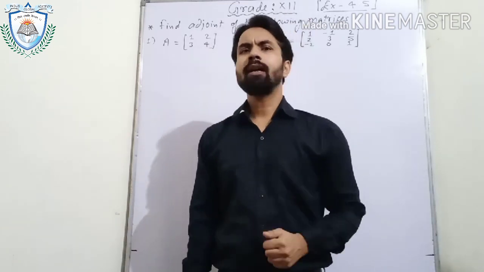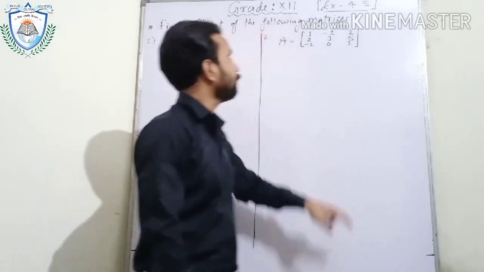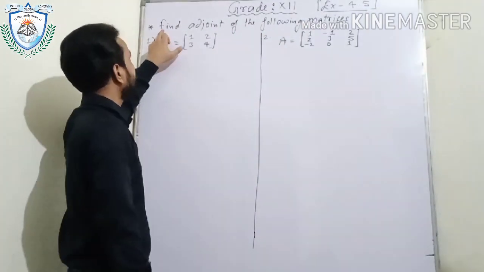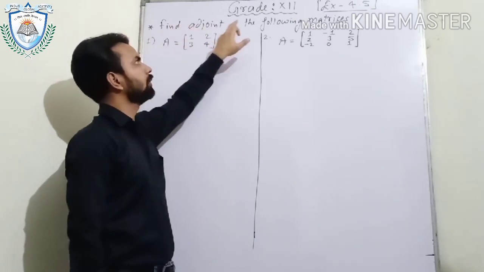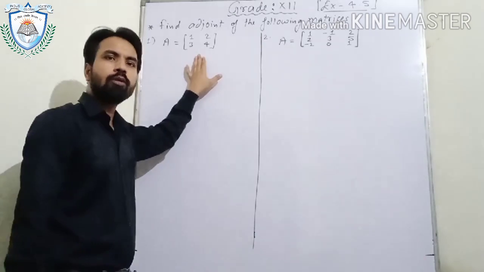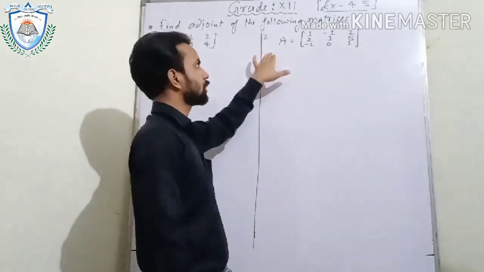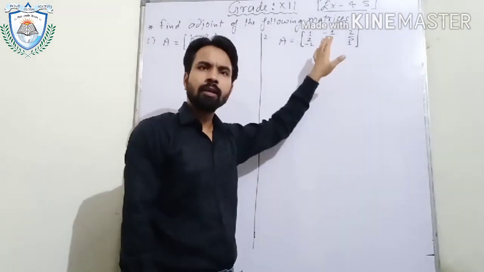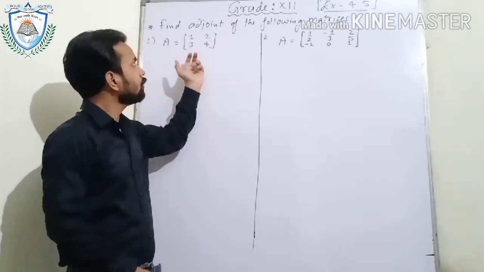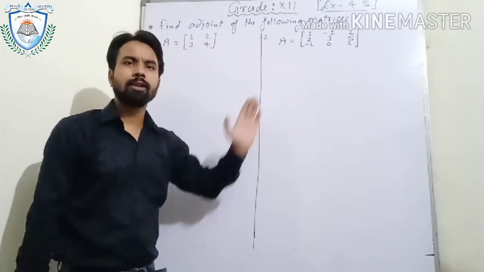Okay, so let's start with the very first question of exercise 4.5. Here we have to find the adjoint of the following matrices. In the first question there is a 2 by 2 order matrix, and in the second question there is a 3 by 3 order matrix. So we will find the adjoint of both the matrices.